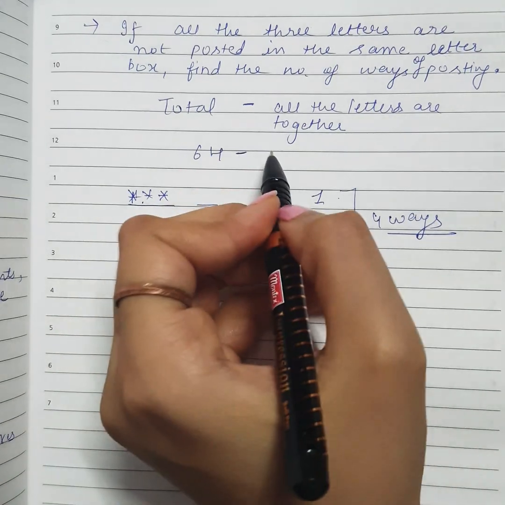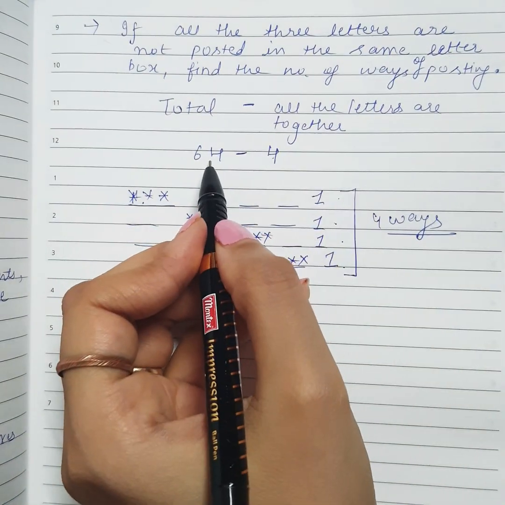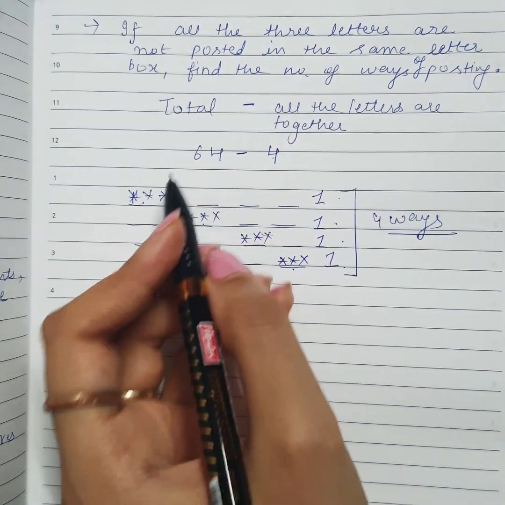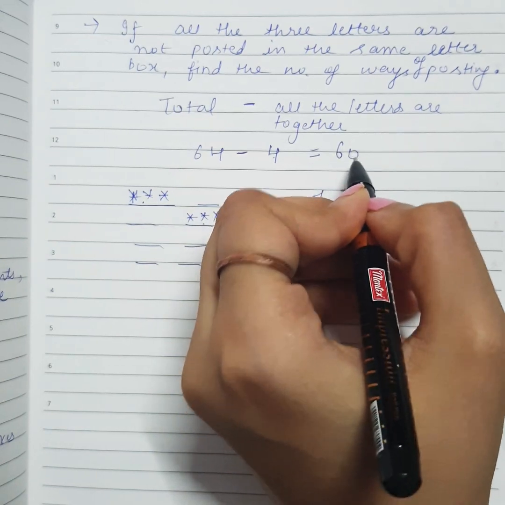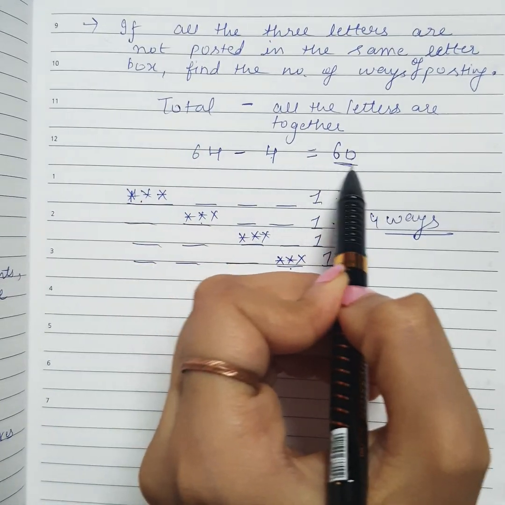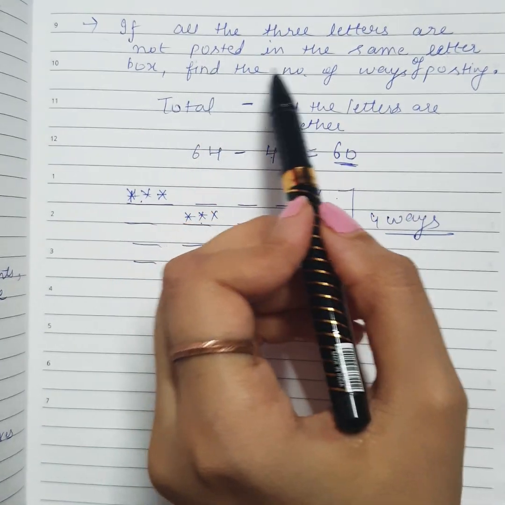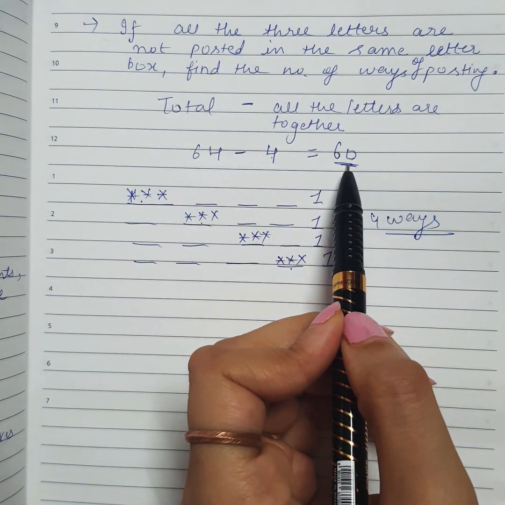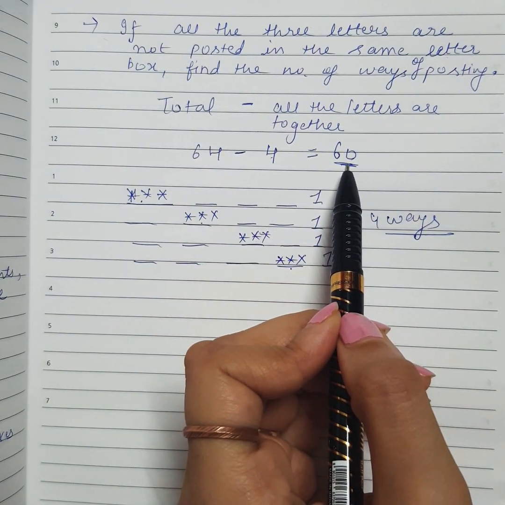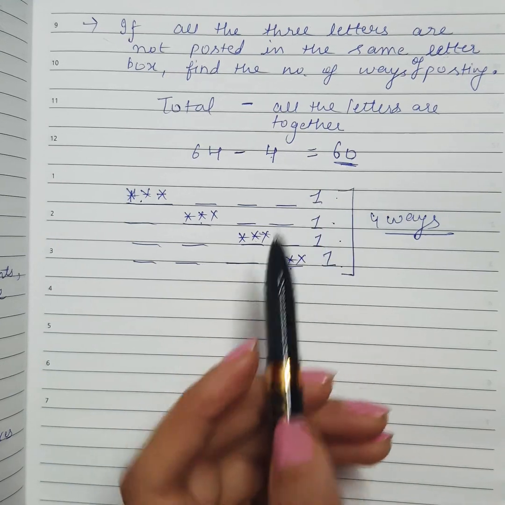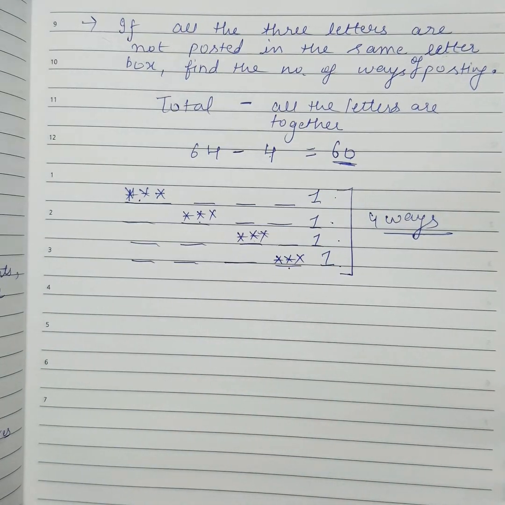So all are together. If I subtract it from the total arrangements, I will get all the possible ways in which the letters are not posted in a single letter box. I hope the point is clear with this.